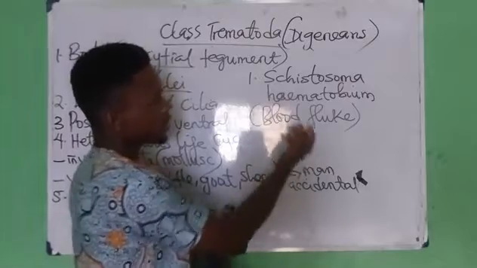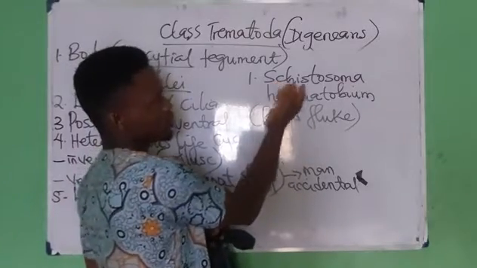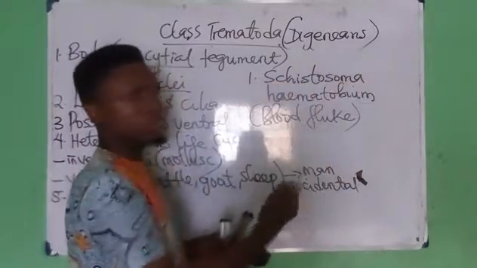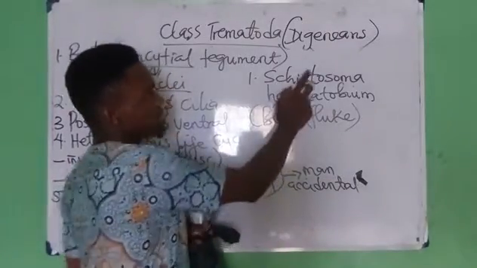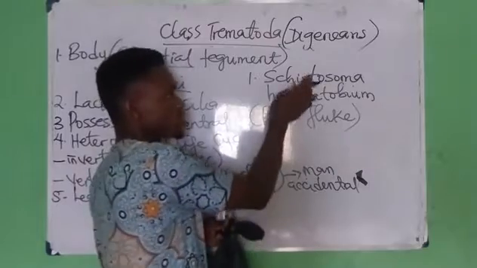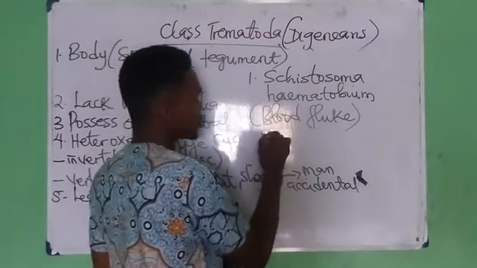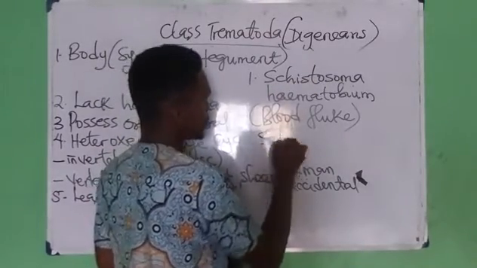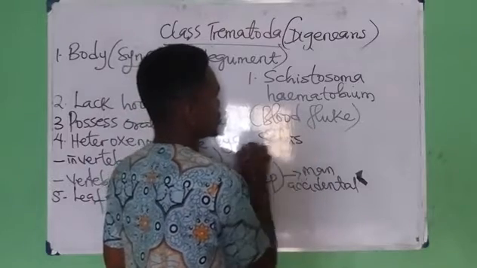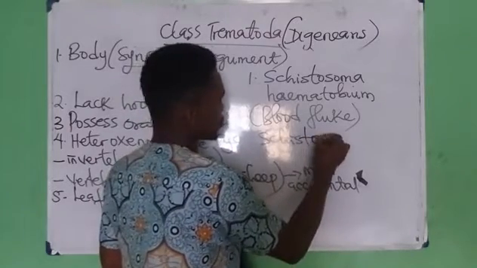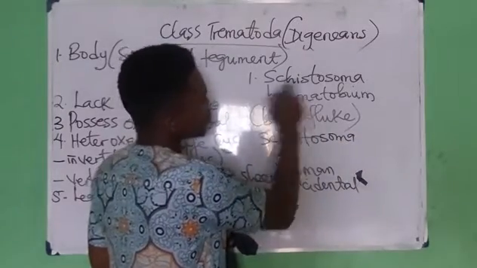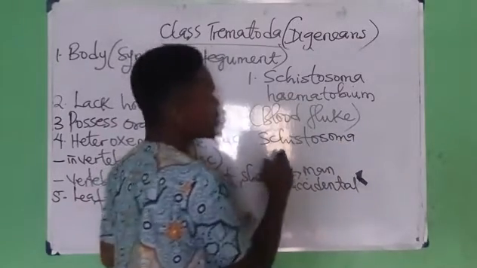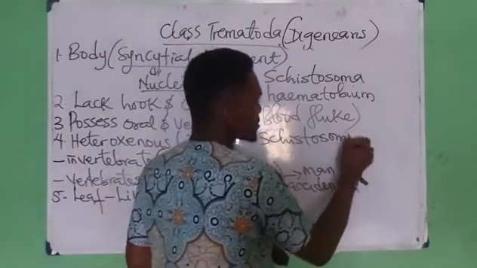Now, since this organism is called Schistosoma haematobium, the disease it causes is named after its own name. So the disease caused by this organism is called Schistosomiasis.